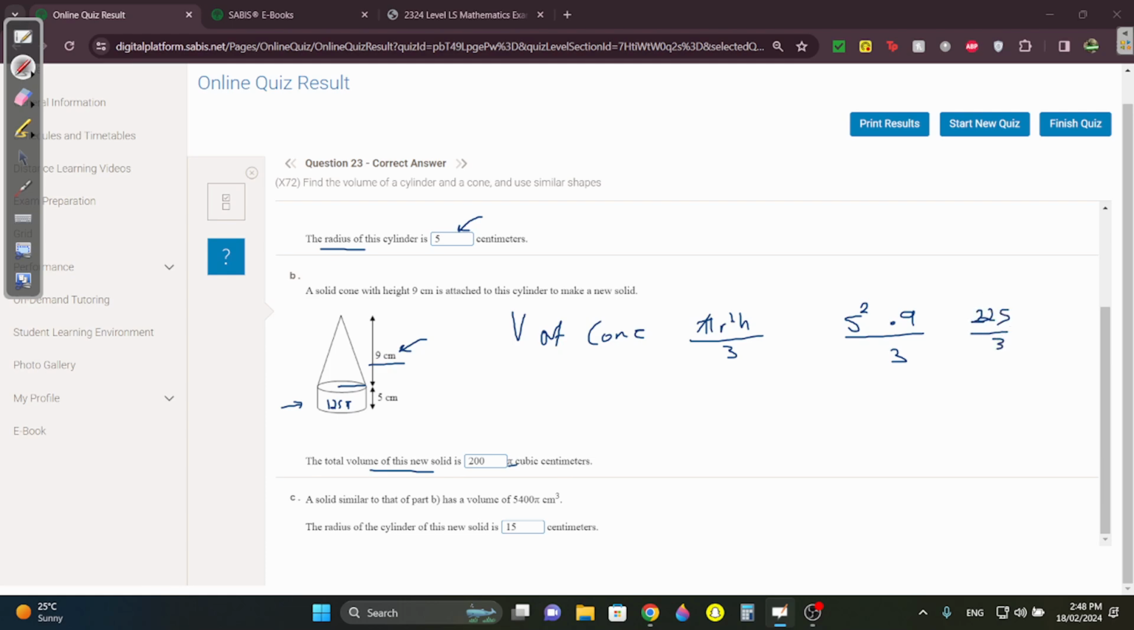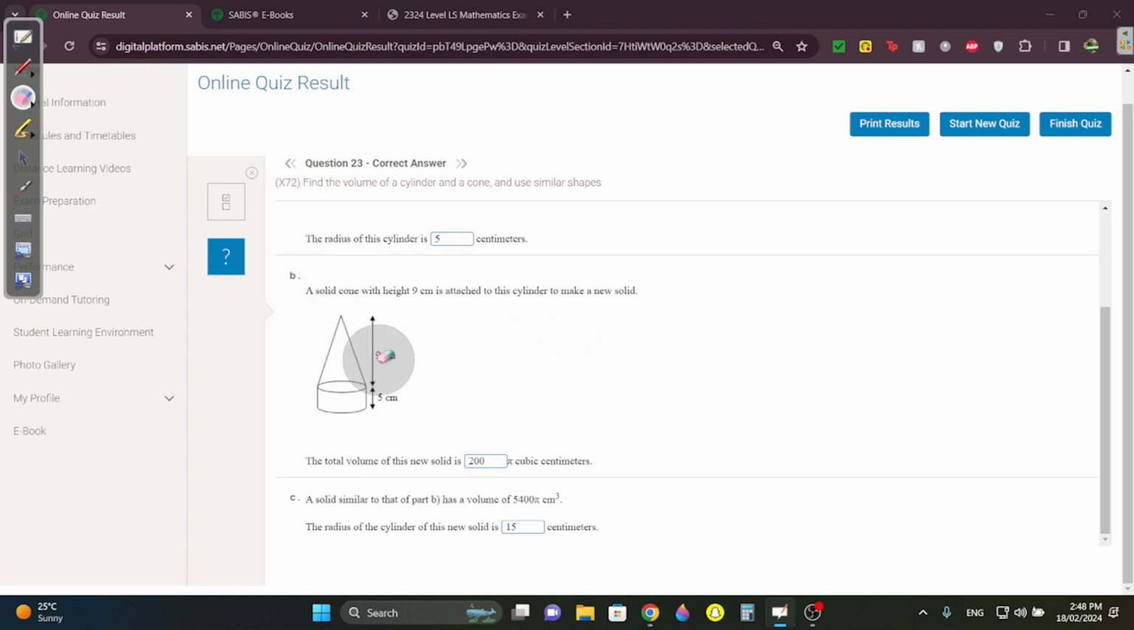225 over 3, and you get 75. But it's going to be 75 pi, obviously. Whatever. But you get 75 pi. And the cylinder under it is 125 pi. You add these, you get 200 pi. That's it. Formulas. All of them are formulas.